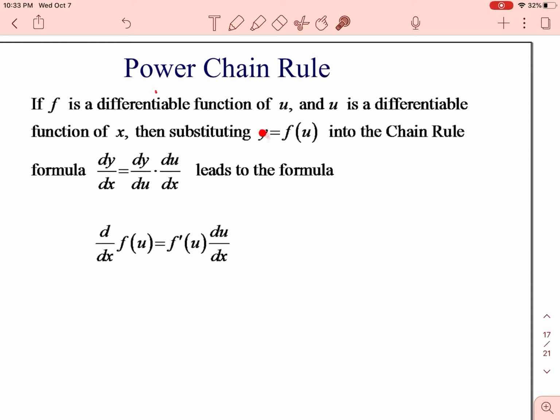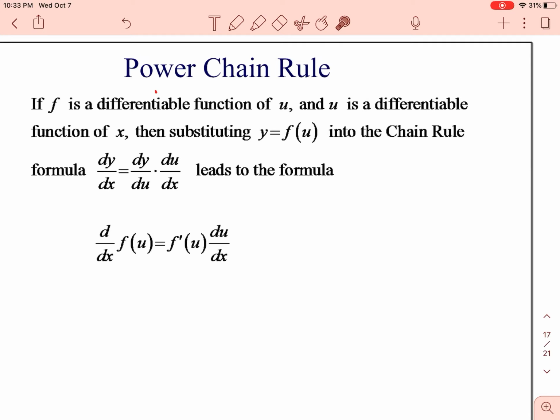y equals f of u is going to be substituted into the chain rule. And so here, let's just take a look at it. Forget all this mumbo jumbo here. dy/dx equals dy/du times du/dx. Leibniz notation for the chain rule. So basically, that works like this.